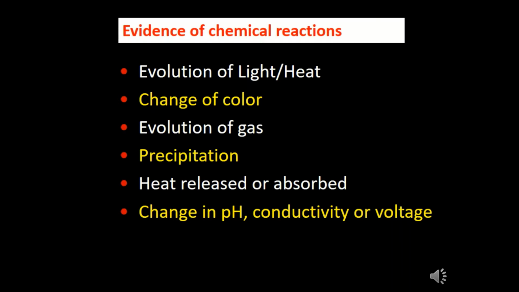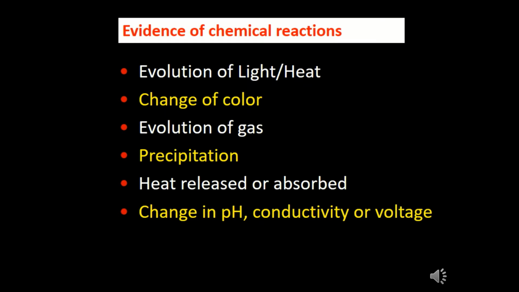Now we come to the evidence of chemical reactions. Because these reactions are very common, we can see the evidence. Evidence means proof. What is the proof of these reactions? First of all, we will list them and then we will discuss them. Evolution of light or heat: when we are doing some reactions, we see light coming out of them, or sometimes they heat up, meaning they produce a lot of heat. So we can determine it by that.